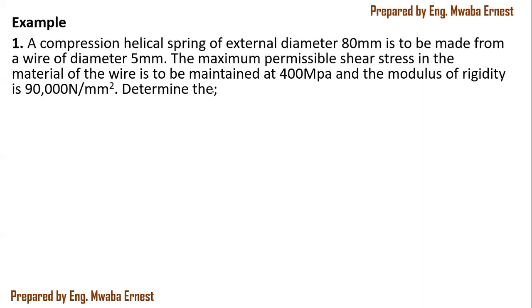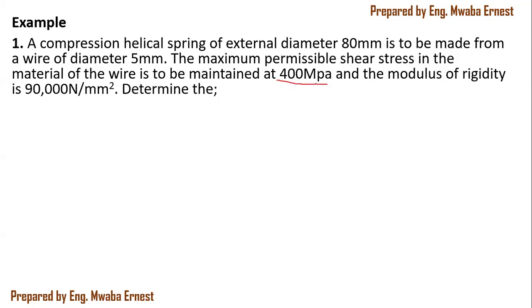So here's our example. Example 1, it says, we have a compression helical spring of external diameter 80 millimeters. It is to be made from a wire of diameter 5 millimeters. The maximum permissible shear stress in the material of the wire is to be maintained at 400 megapascals.